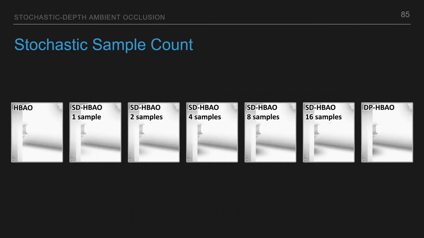When we compare the results of stochastic depth ambient occlusion with different sample counts, we see that with the lower sample counts, we see more noise in the areas where the ambient occlusion only depends on the stochastic samples. But from 4 samples and up, this difference in quality becomes very small.